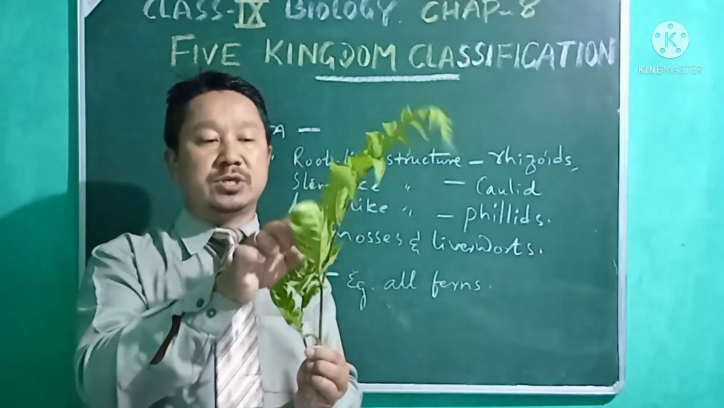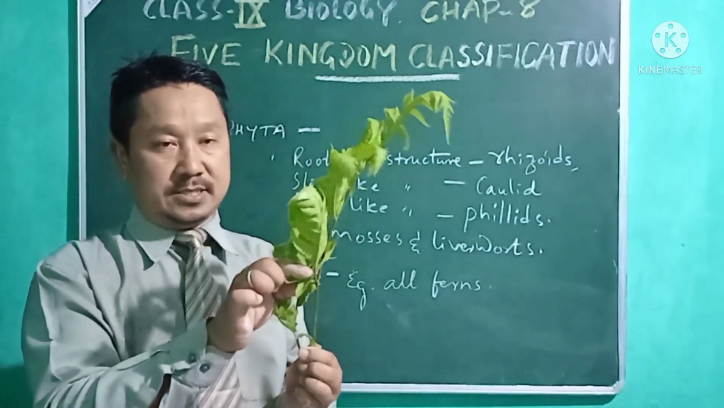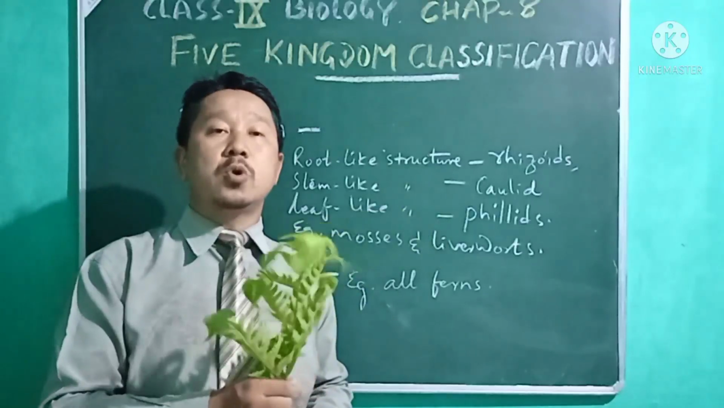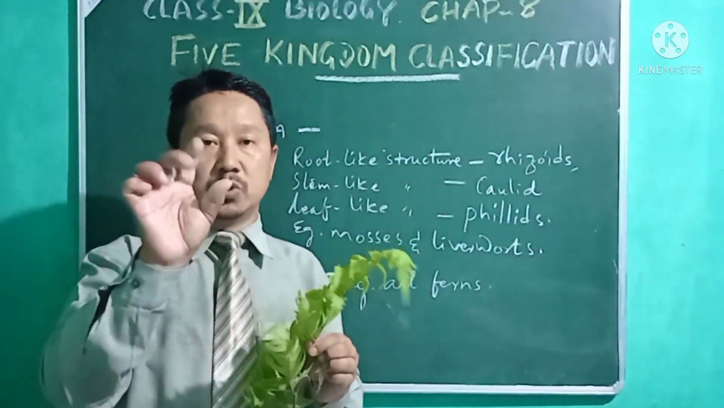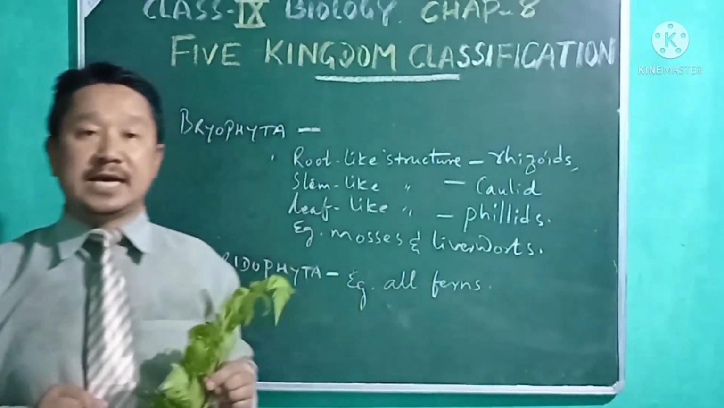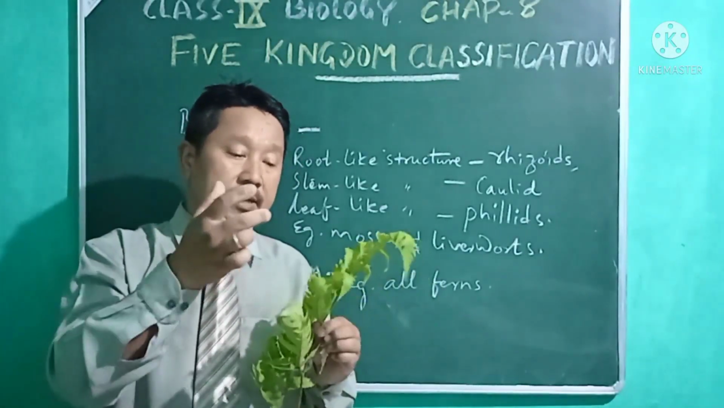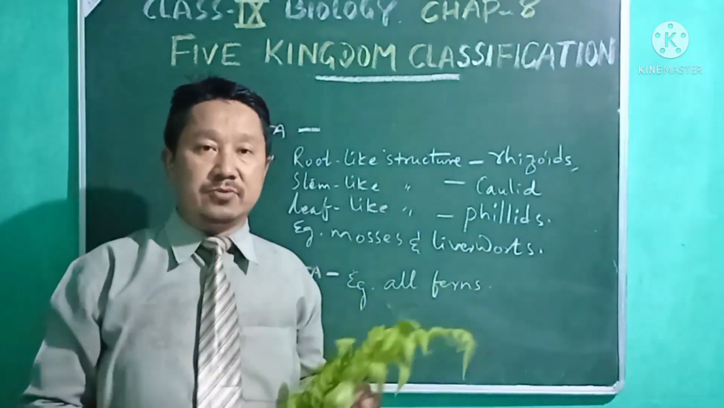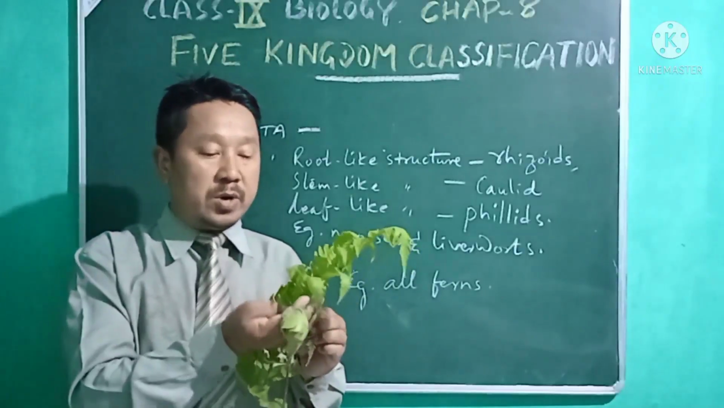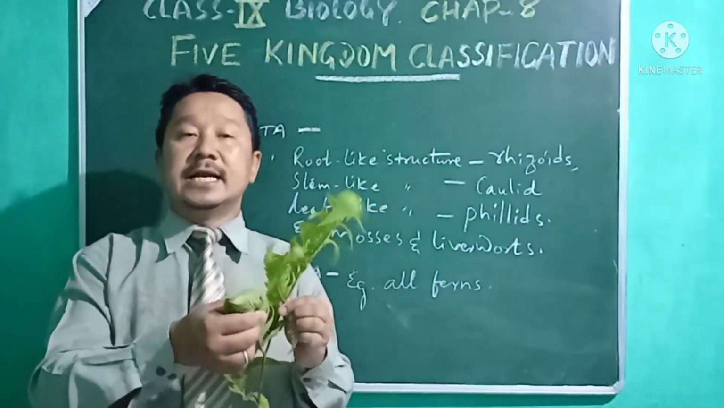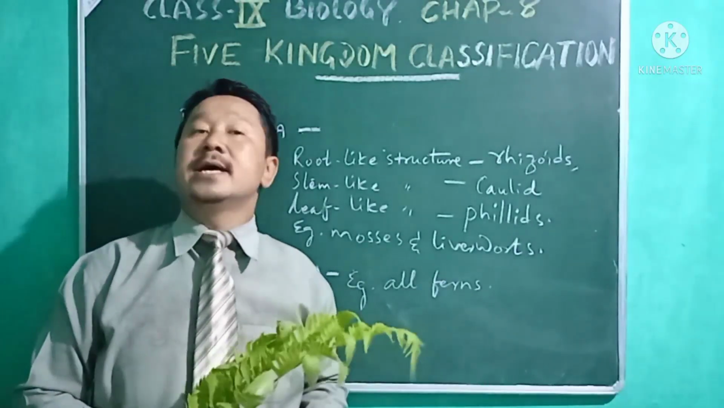Most of the ferns have leaflets, and the spores are formed on the underside of the leaves. Spores are powdery substances, usually borne on the undersurface of the leaves of Pteridophyta, with the help of which they can reproduce.